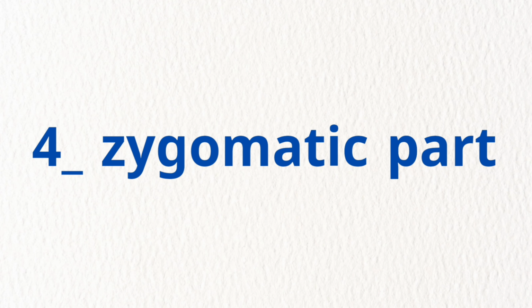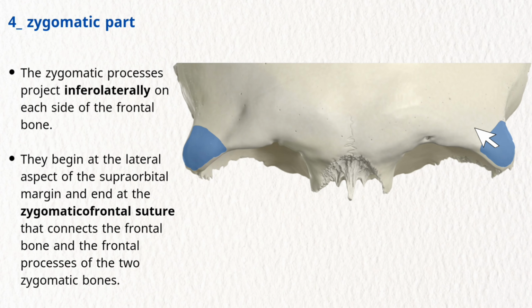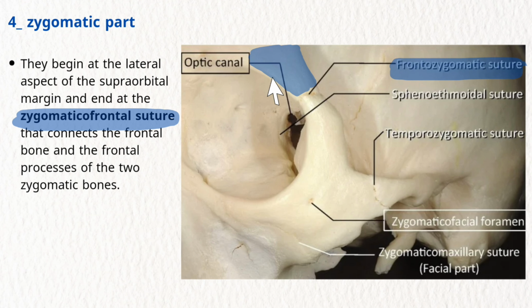4. Zygomatic part, or zygomatic process. The zygomatic processes project inferolaterally on each side of the squamous part of the frontal bone. They begin at the lateral aspect of the supraorbital margin and end at the zygomaticofrontal suture that connects the frontal bone and the frontal processes of the two zygomatic bones.